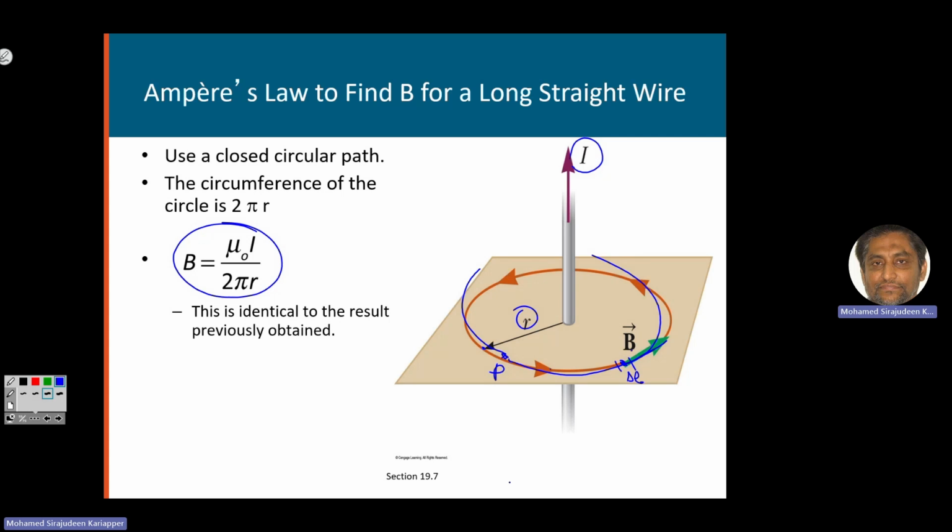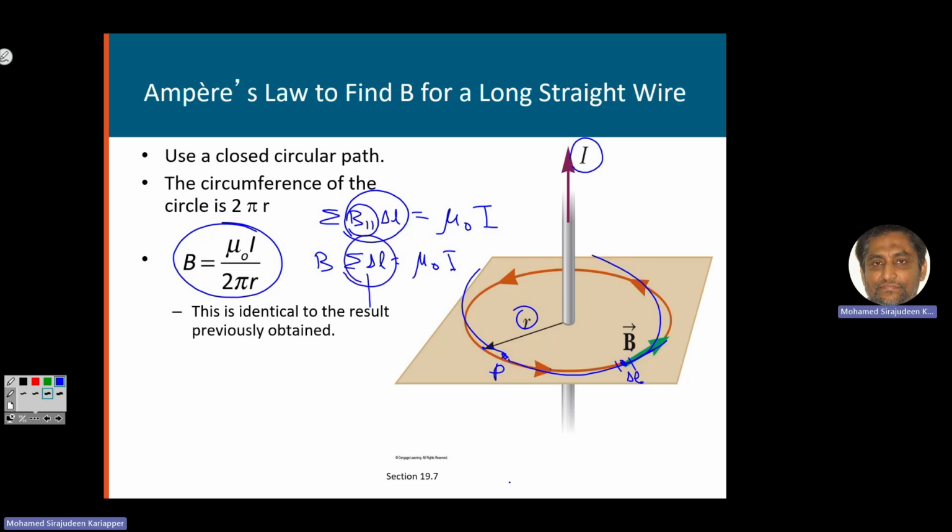So you can apply Ampere's law. What is Ampere's law? The line integral of B dot dL is equal to mu 0 I. You have to collect all these and go around this circuital path, which is a circle now. We know B is a constant. It is the same everywhere along the circle, so I can take it out. The sum of all the lengths times B is equal to mu 0 I.